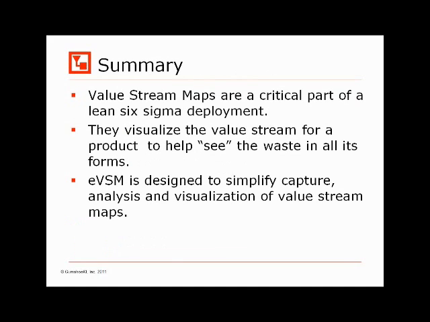Let me summarize, and then we'll be ready for Q&A. So in summary, I'd like to say that value stream maps are a critical part of a Lean Six Sigma deployment. They give you that bird's eye view that helps you visualize the value stream for these key product families that you've identified and helps you see the waste in all its forms. And with any improvement project, you're trying to get rid of the waste. And as you reduce the waste in any kind of lean deployment, you'll see your lead times decrease dramatically.